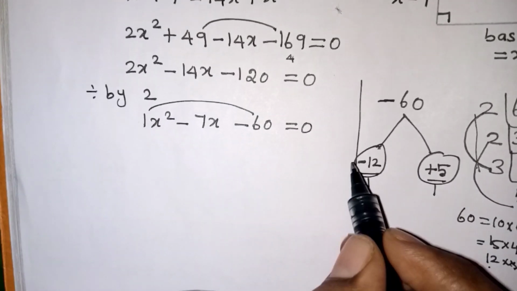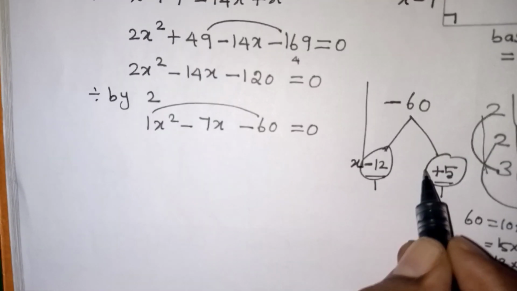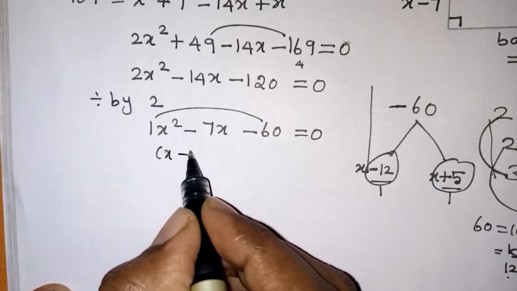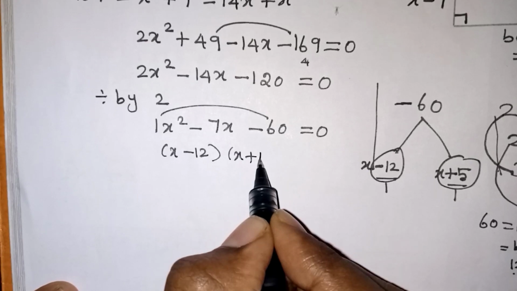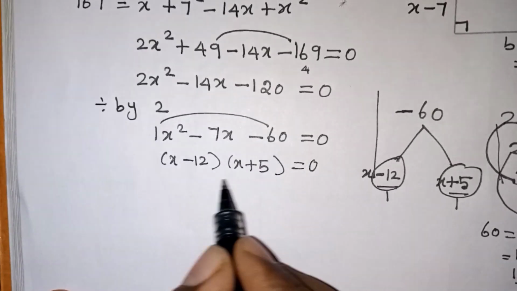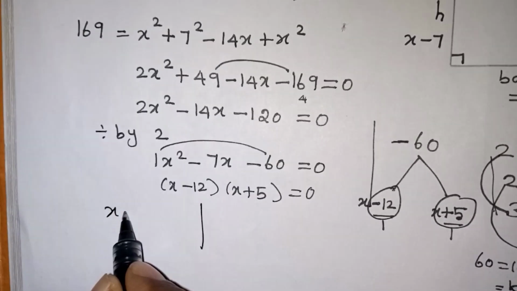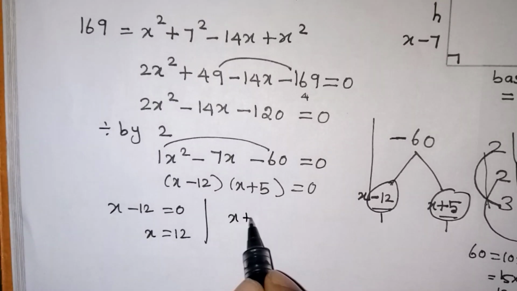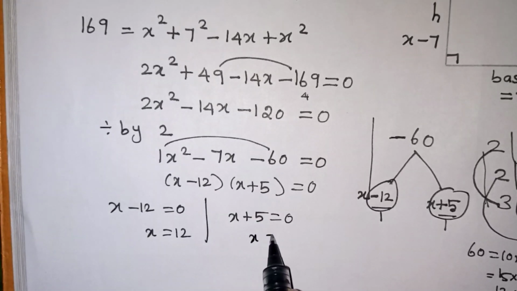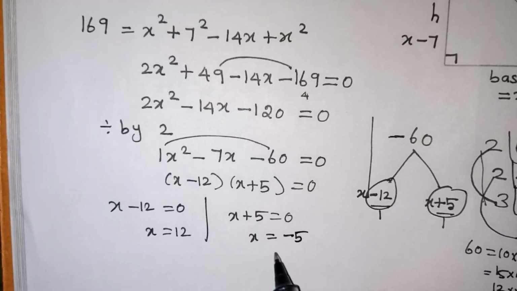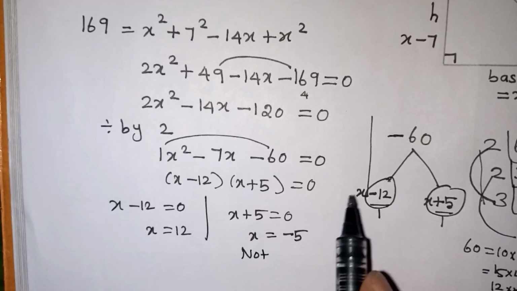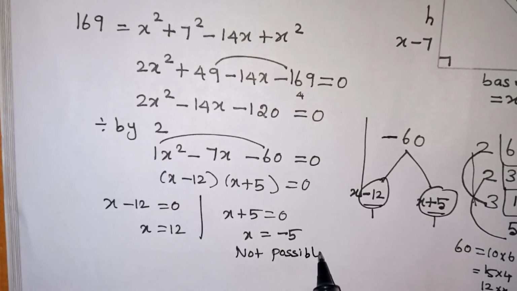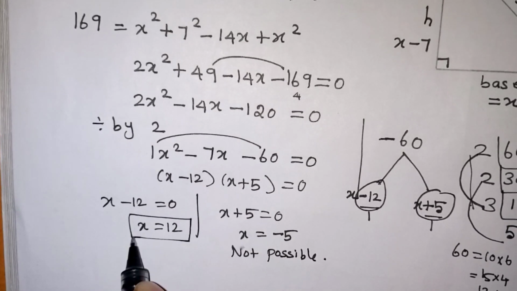The variable used is x, so here also you should write the x. Here also you should write the x. So you will be getting (x minus 12) and (x plus 5), which is equal to 0. Both you have to equate to 0. Suppose x minus 12 equal to 0 means x is equal to plus 12. x plus 5 equal to 0 means x is equal to minus 5. This is not possible because the length of any side cannot be negative. So x is equal to 12 is the correct one.